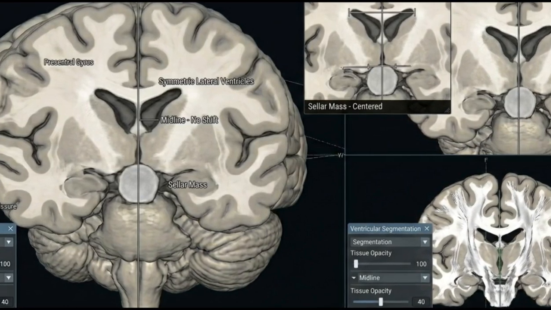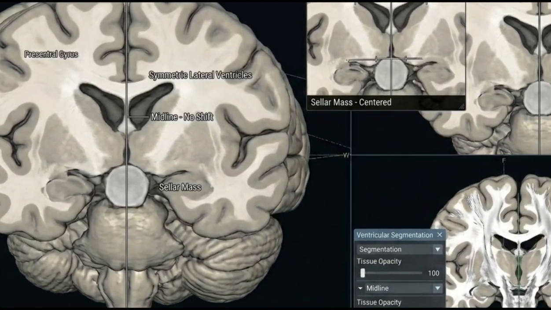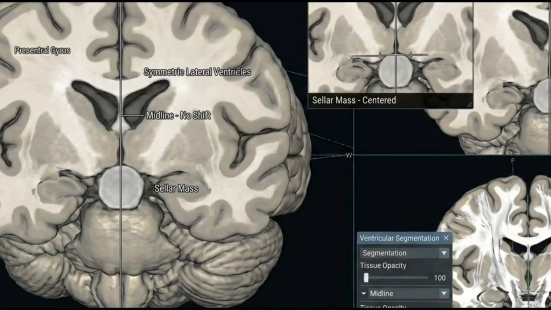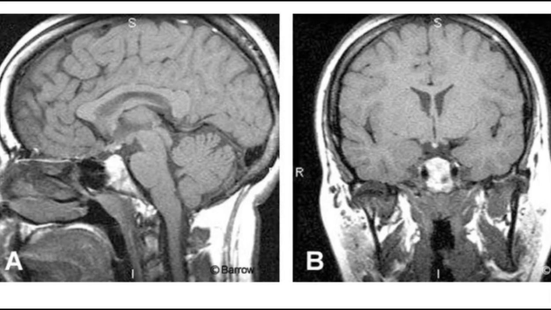The bottom right panel shows a computer-generated model of the brain surface, highlighting the gyri, ridges, and sulci, grooves. This view is often used for surgical planning to understand the lesion's depth relative to the surface.